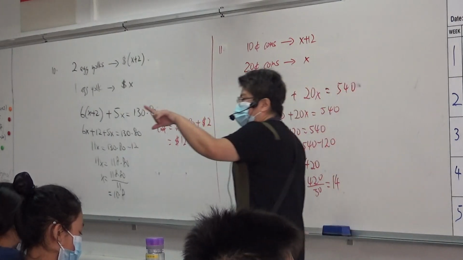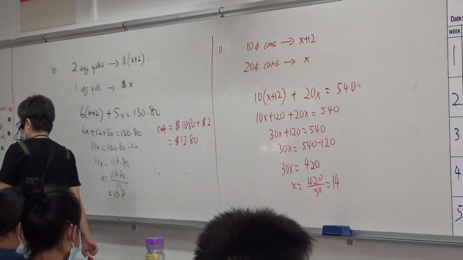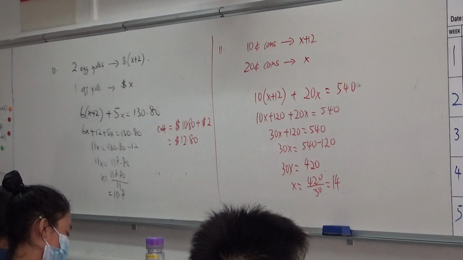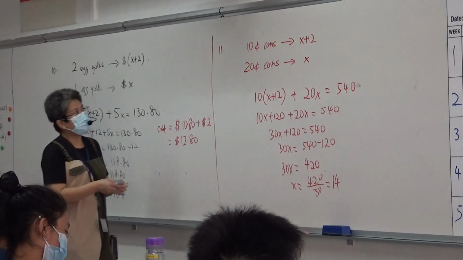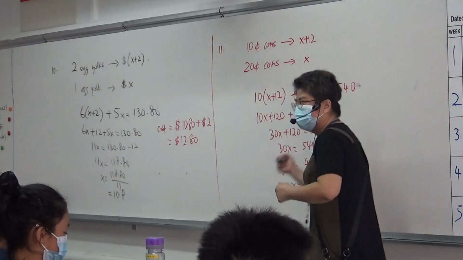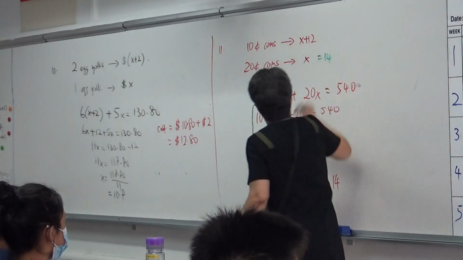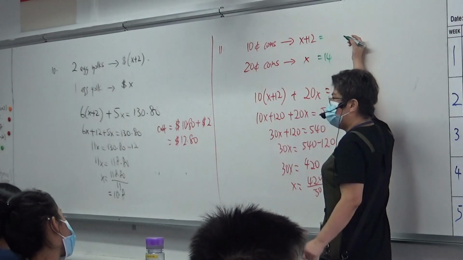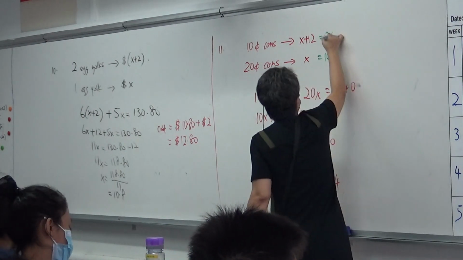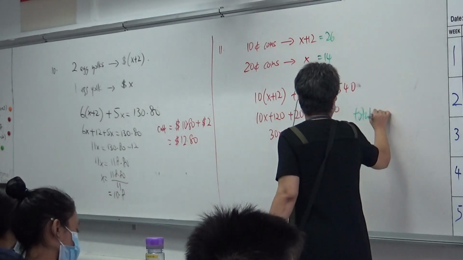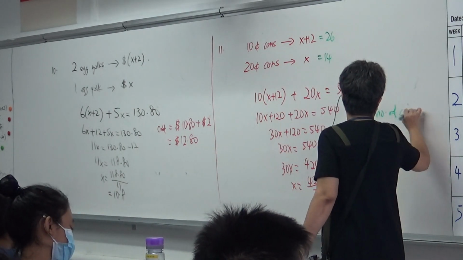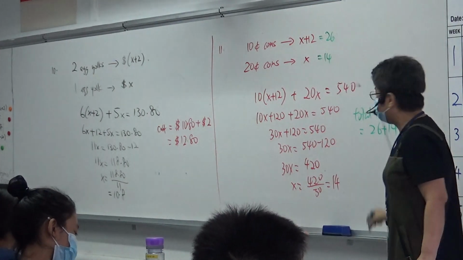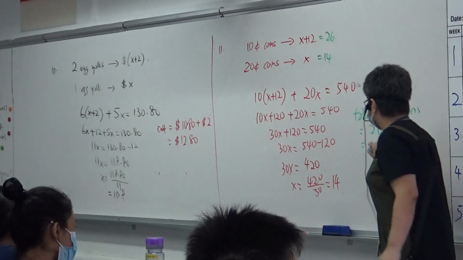Okay. I want to go to the question. What do we want? Total number of coins. Okay. I want you to listen now. That means this guy is 14, right? How about this guy? 14 plus 12. So how much is it? 26. So total number of coins will be 26 plus 14, right? Answer? 40.